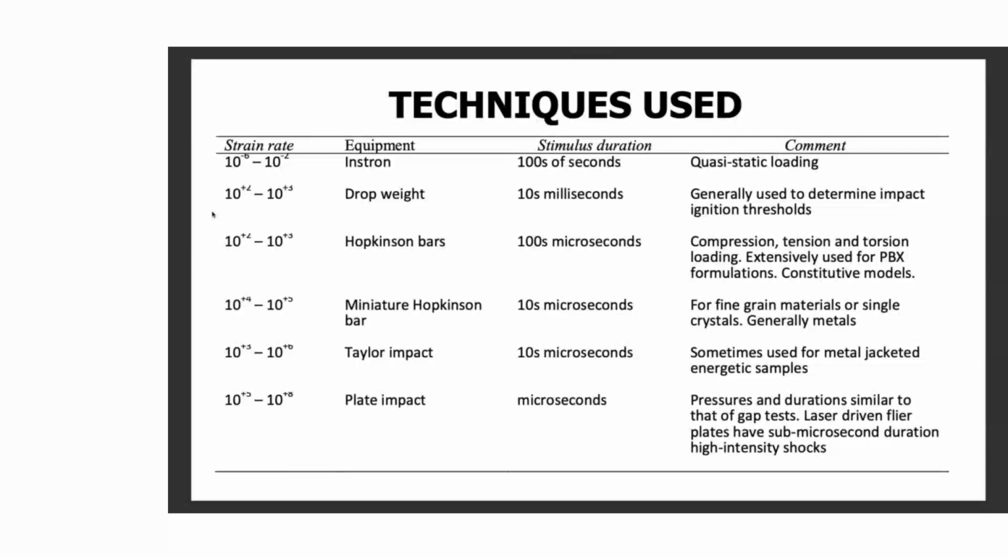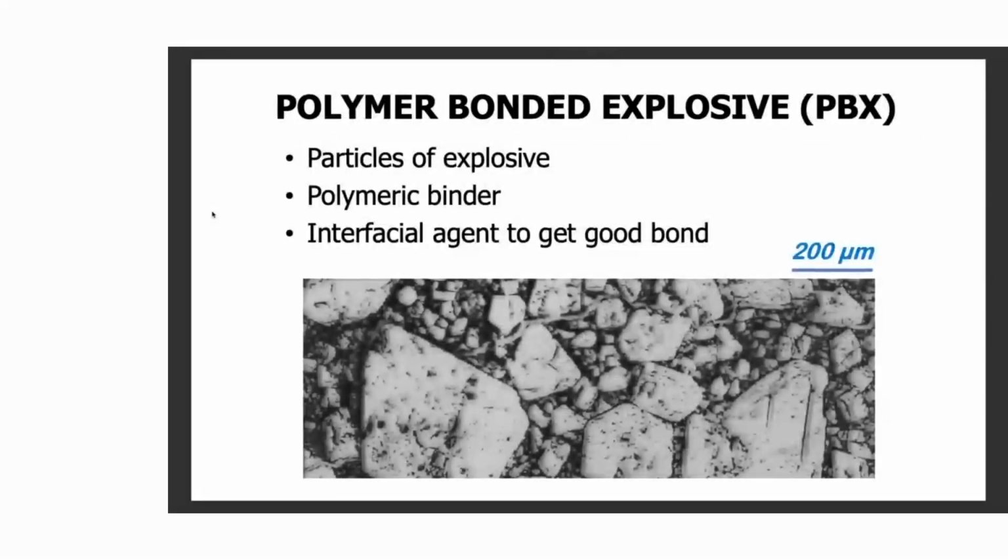So a polymer bonded explosive, or a plastic bonded explosive, has particles of explosive in a polymeric binder. And what we see here is an image of a highly loaded, so this is 90% plus by volume of energetic, polymer, and generally you need to add some kind of interfacial agent to get a good bond between the explosive crystals and the polymer.